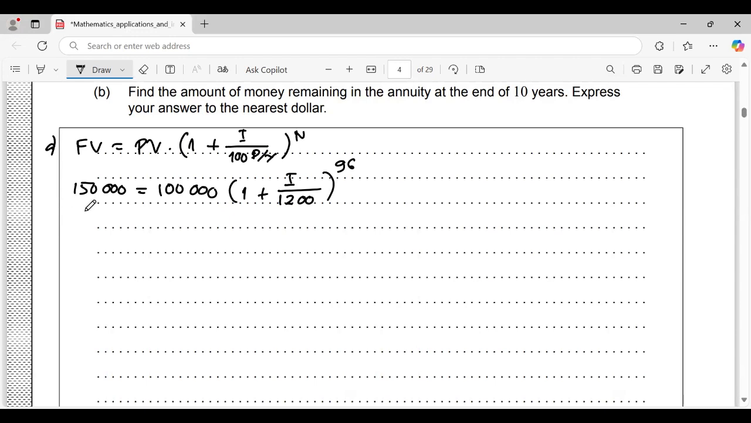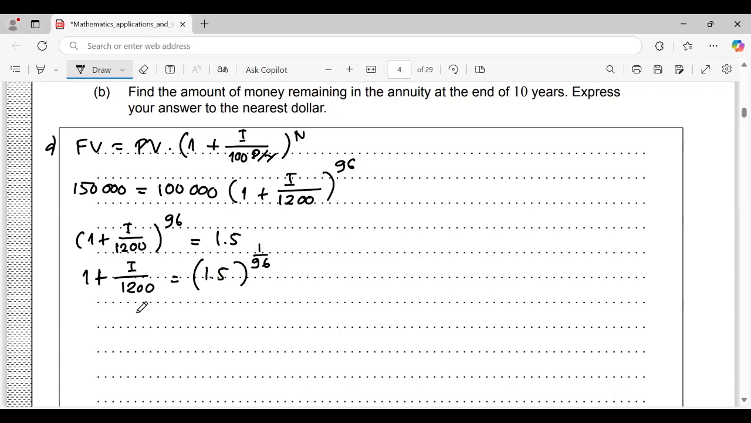I'm going to set this equation: (1 plus I over 1,200) to the power 96 is equal to 150,000 over 100,000, which becomes 1.5. And after that, 1 plus I over 1,200 equals 1.5 to the power 1 over 96.